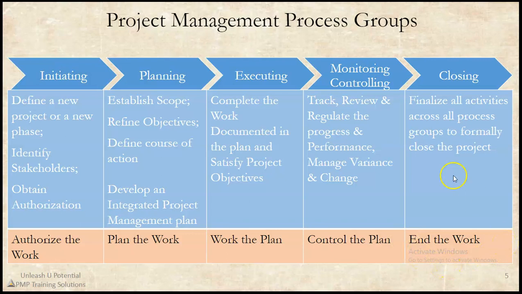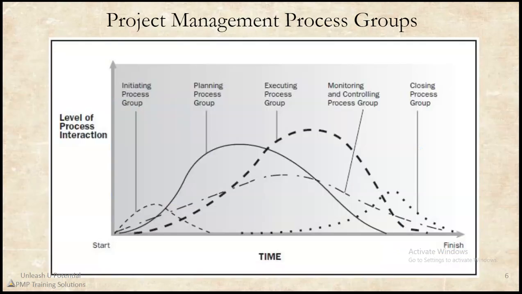Here I put all these 5 process groups in beautiful blocks, but project management doesn't happen in these beautiful blocks. This is only for our understanding. I kept these process groups in beautiful blocks. A lot of interaction happens between these process groups. So this is the project life cycle and the level of interaction.